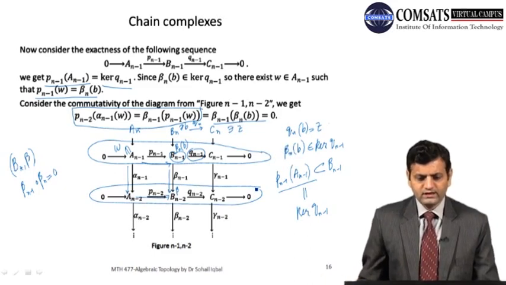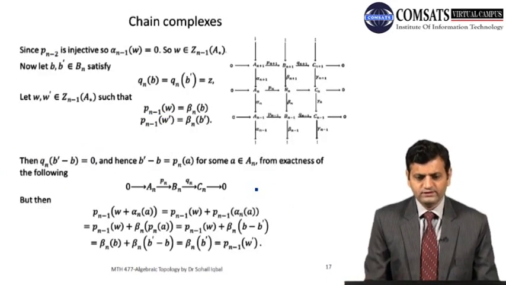Okay, so in other words, an injective homomorphism will take only 0 to 0. So α_{n-1}(w) is 0. So w belongs to the kernel of this map. So basically we have w over here, and α_{n-1}(w) is 0. So w belongs to the kernel Z_{n-1} of A star.